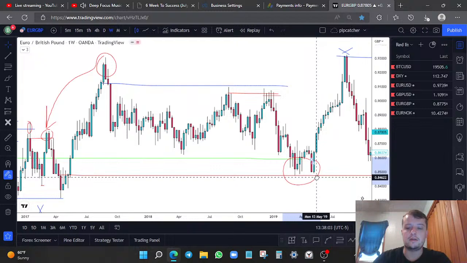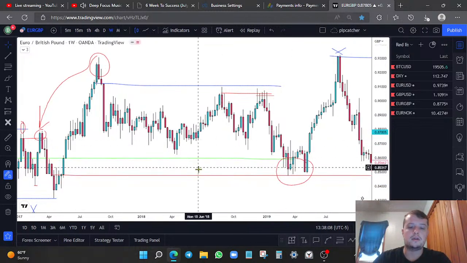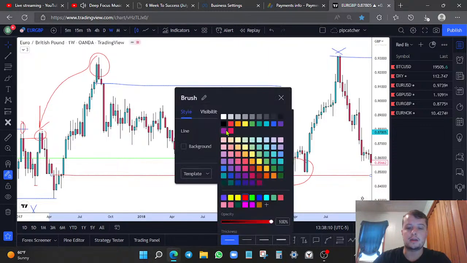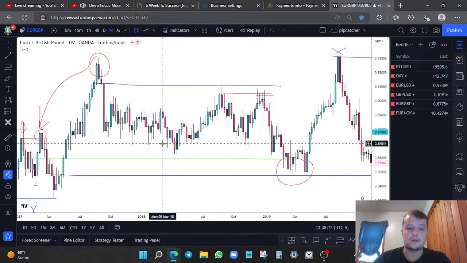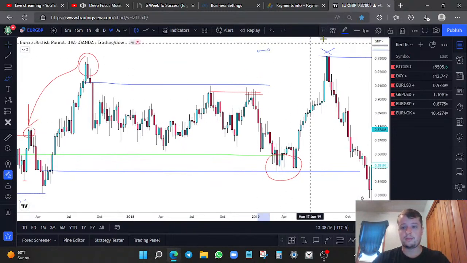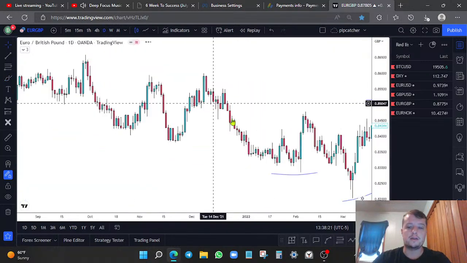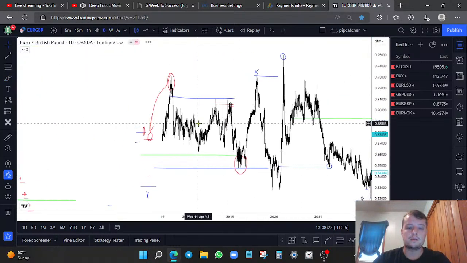So we go back down to this area here, right? And it's on the weekly. So let me change that back to blue so we don't get confused. Then we'll go back to red. Now we go back down to the daily and watch this.